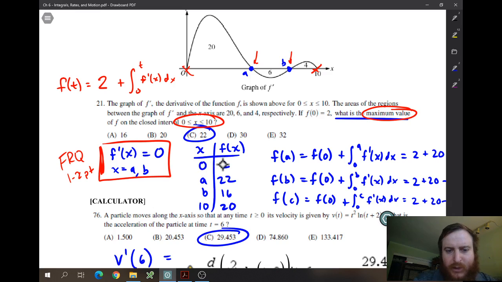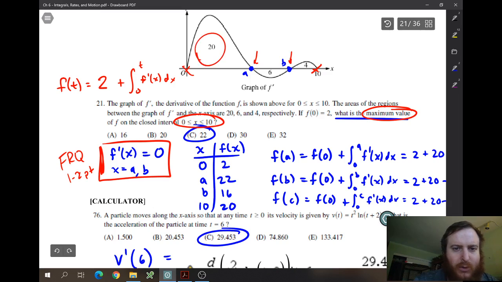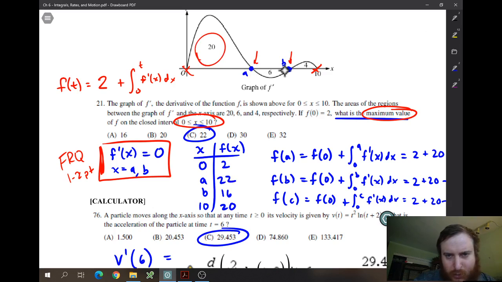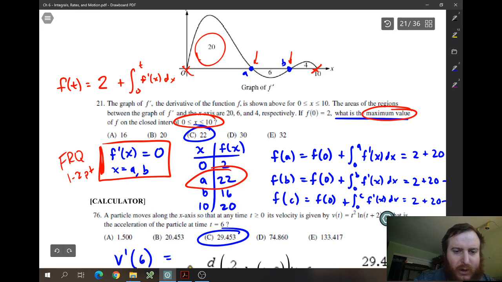So basically at 0, we have a value of 2. At A, you don't even have to write all this out. If you just did it in your head, I know it's 2, and then we added on 20, so we're at 22. Then I subtracted 6, I'm at 16. Now I'm at 16, I added 4, I'm at 20, right? So the biggest value there is 22.